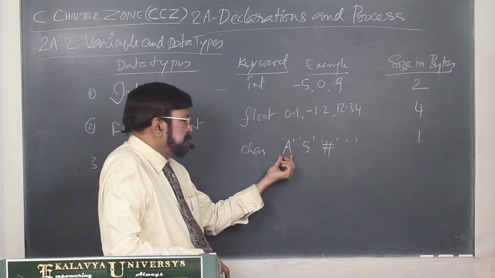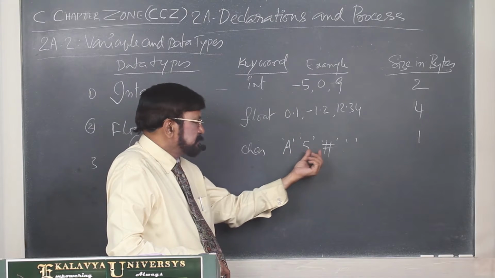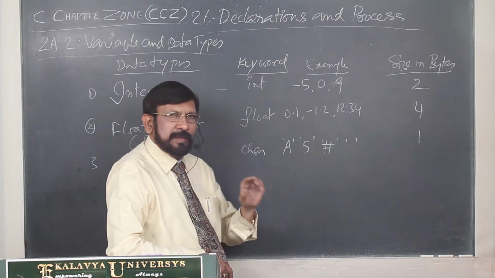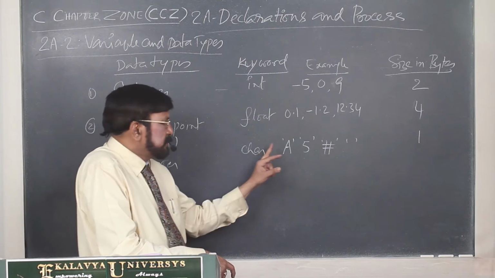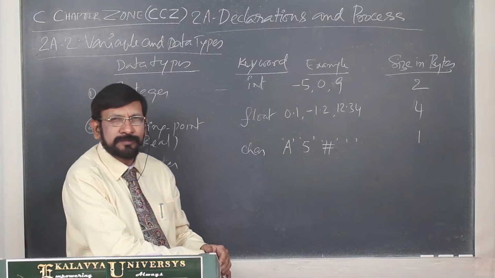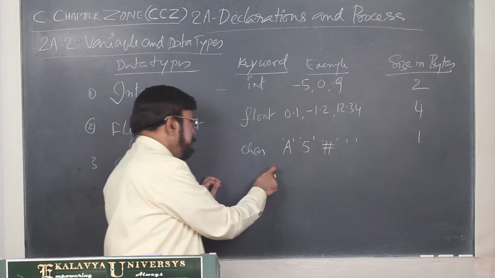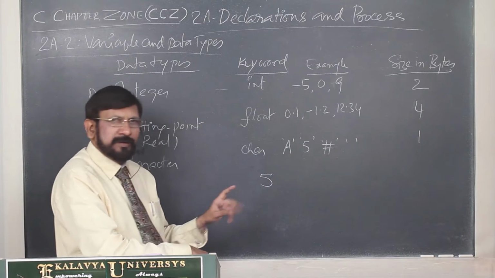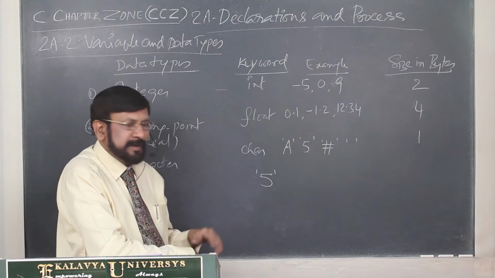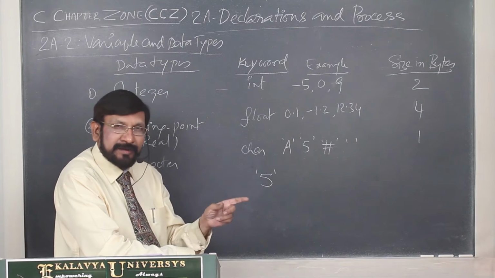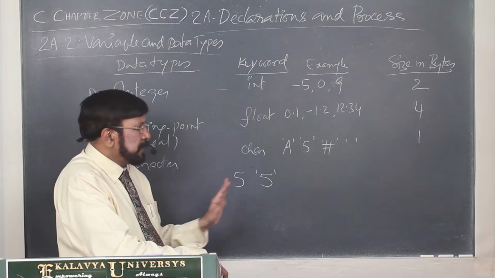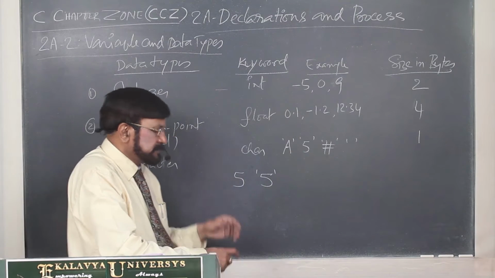This is an alphabet, this is a digit, this is a symbol, and this is a blank character. But if you have to represent a character, it should be enclosed in single quotes. Otherwise, if you write 5, by default it is treated as an integer. Whenever you put the quotes, it is treated as a character. '5' is a character; 5 is a value. That minor difference you have to take into consideration.